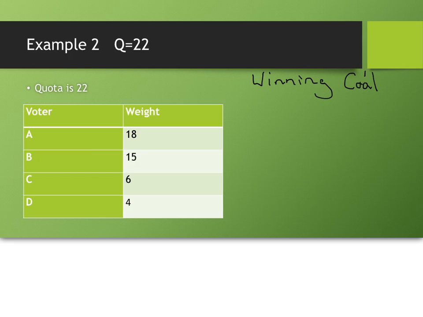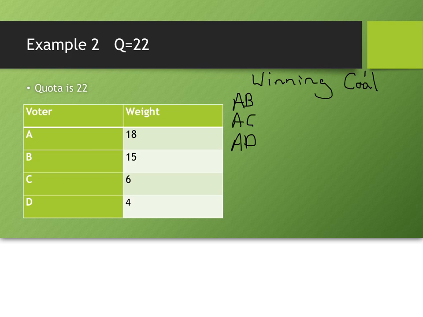All right, so hopefully you've done that. Winning coalitions, in this case, well, if the quota is 22, A and B win. No singles win. A and B, A and C win. A and D win. So A and B, A and C, A and D win. B and C do not win. B and D do not win. C and D do not win. So those 3, A, B, A, C, A, D, are all the winning coalitions with 2 voters.